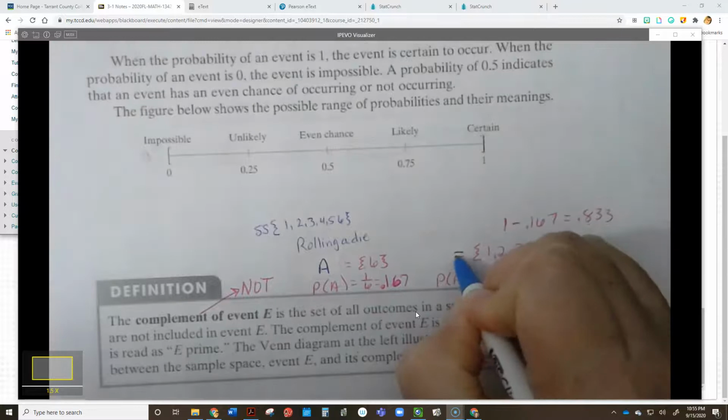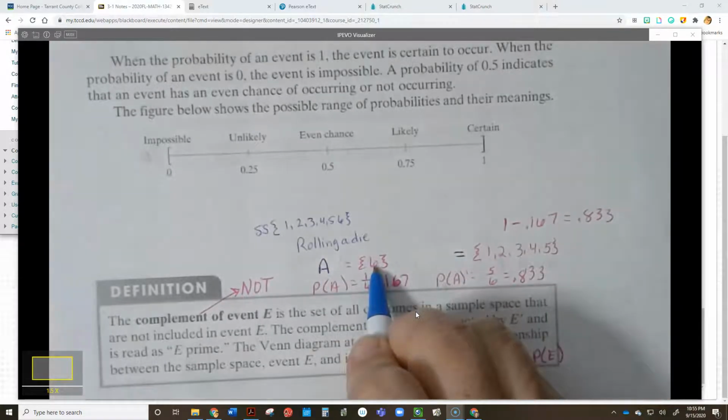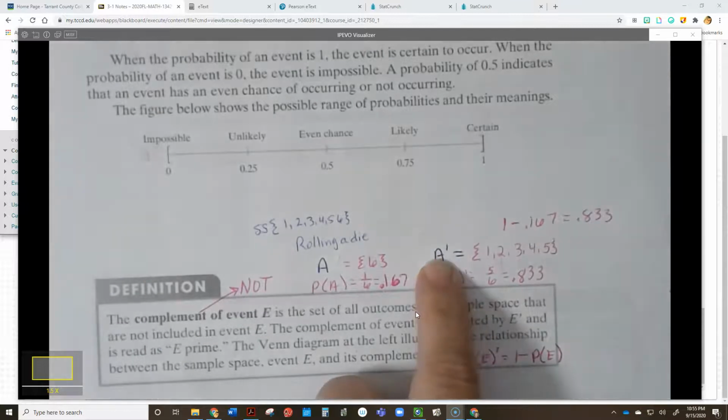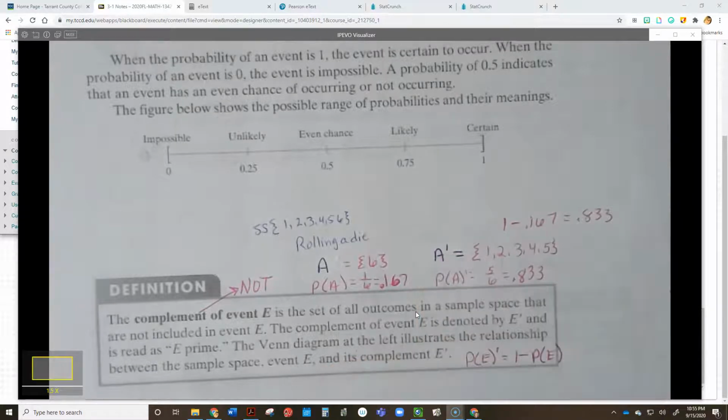So the complement of event A. If event A is rolling a 6, the complement of A, which you would read as the complement of A, is also called A prime. If event A is rolling a 6, then not rolling a 6 would be rolling a 1, a 2, a 3, a 4, or a 5.